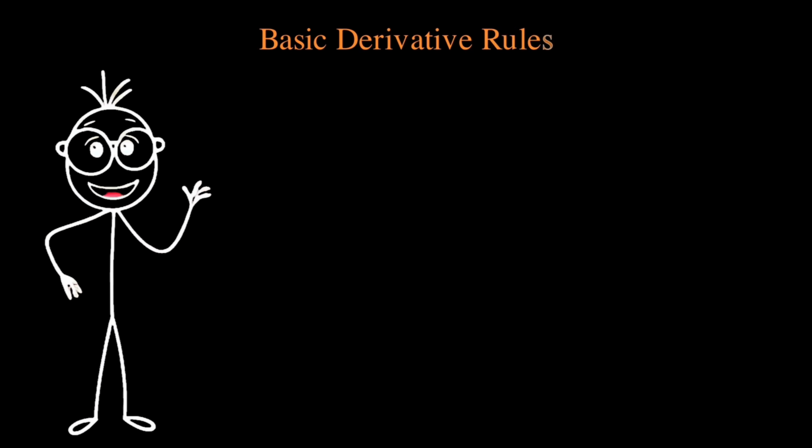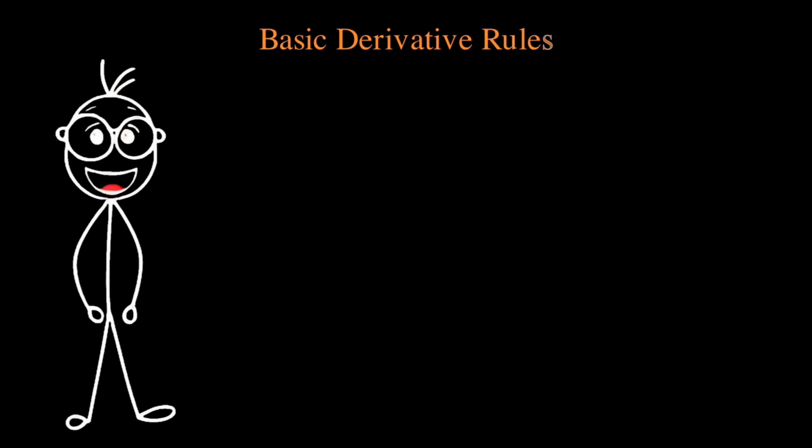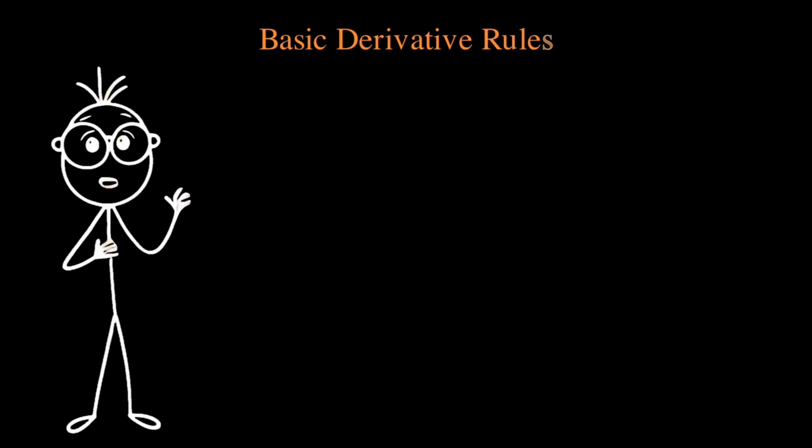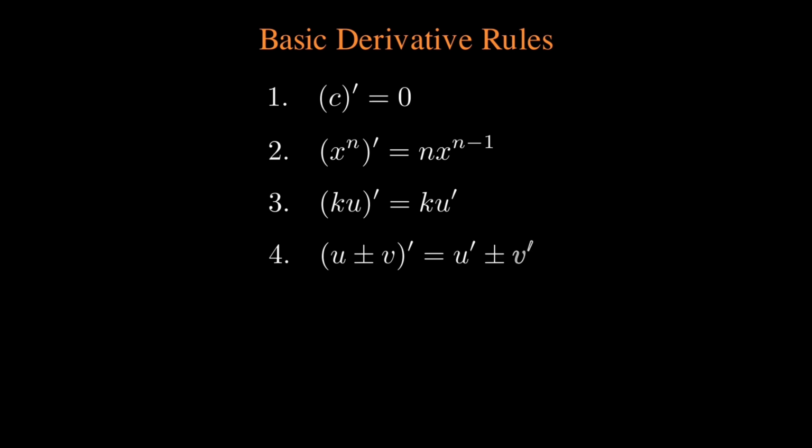All right, time for the tools you'll use all the time. These are your must-know basic derivative rules. Write them down and memorize them. They're like your superhero powers. First, if y equals a constant number, y prime equals 0. Easy. Second, if y equals x raised to the power n, y prime equals n times x to the power n minus 1. Third, constant multiple rule, y equals k times u of x, y prime equals k times u prime of x. Fourth, sum or difference, y equals u of x plus or minus v of x, y prime equals u prime plus or minus v prime.